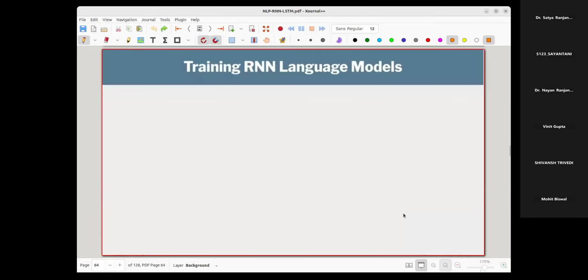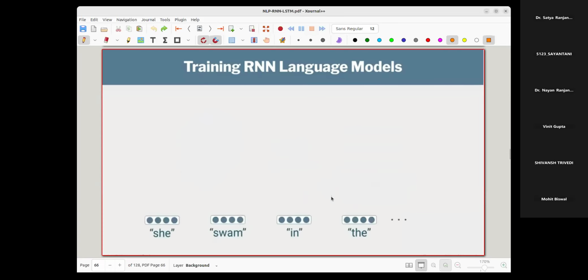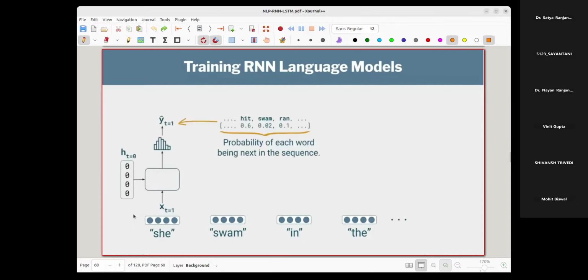Okay, now the question is how we can use an RNN to produce outputs as a language model. Let's see. We have a corpus, we segment it into sentences or paragraphs or chunks or documents, and these are given as input one by one to the RNN. Let's say at time step 1 I am giving C as the input, and the previous hidden state is a 0 vector. Now it is producing some output. Now let's say I have a vocabulary.